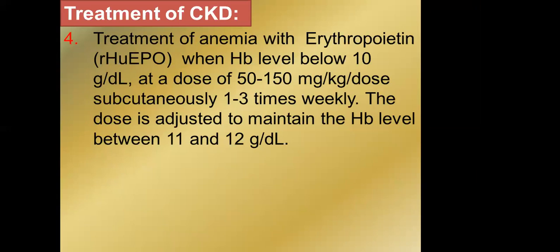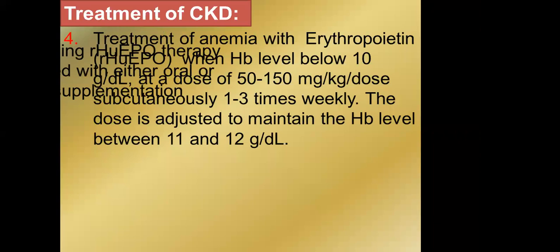In patients with chronic kidney disease, because of the decreased renal production of the erythropoietin, there is normochromic normocytic anemia, as we said. So the patient requires administration of the recombinant human erythropoietin 1 to 3 times weekly subcutaneously to achieve hemoglobin level between 11 and 12 grams per deciliter.